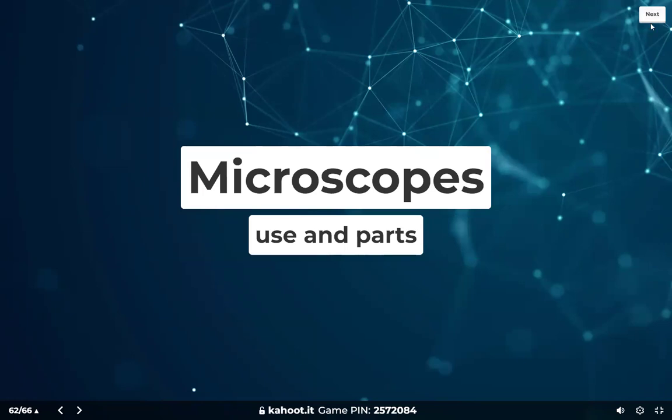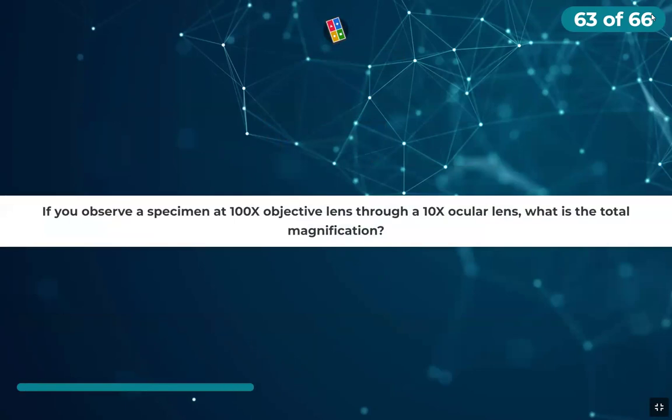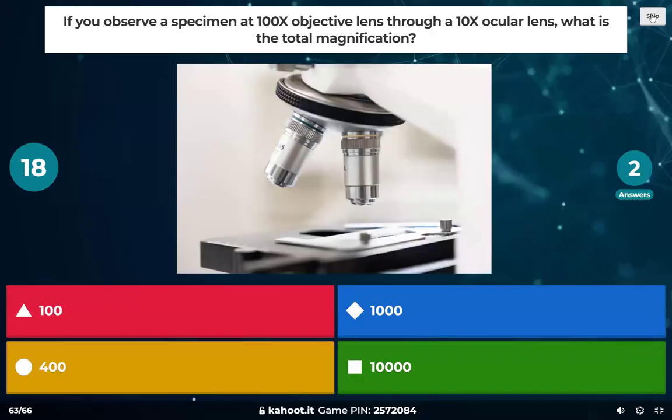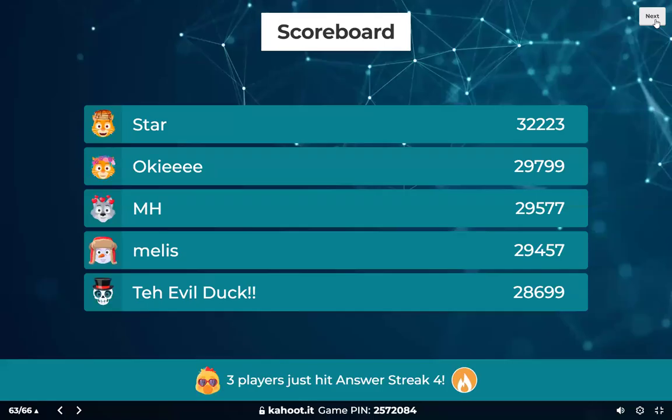All right, microscopes, easy stuff, should be anyways. How do we use it? If you observe a specimen and your objective lens is at 100 and your ocular lens is 10, what's the total magnification? So we just multiply the two together, so we get 1,000.